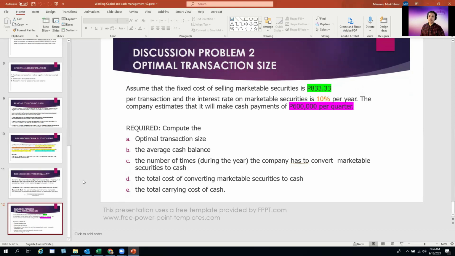Like I said, class, this is just one portion of working capital management. We'll also deal with your accounts receivable management, inventory management, and also your short-term liabilities. So I hope you learned something today.